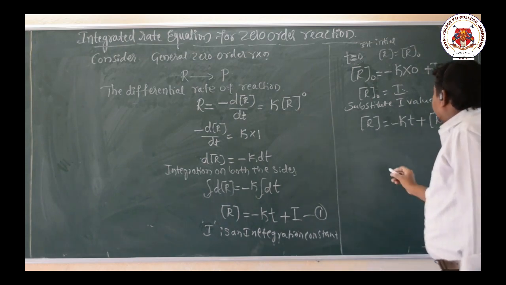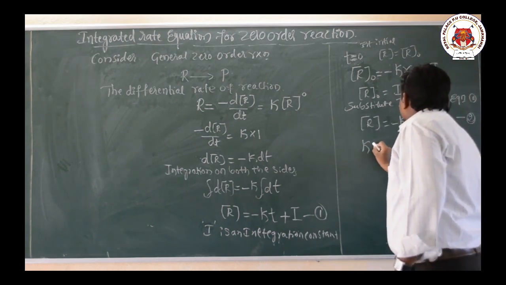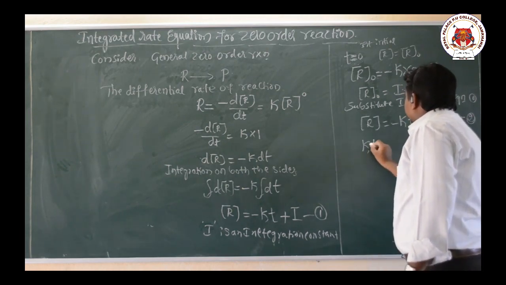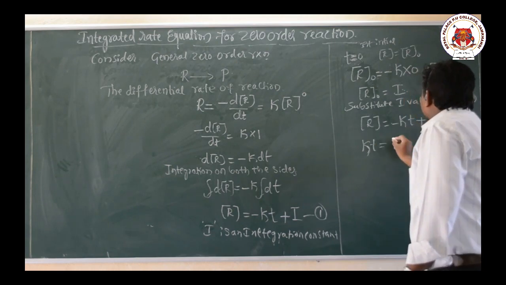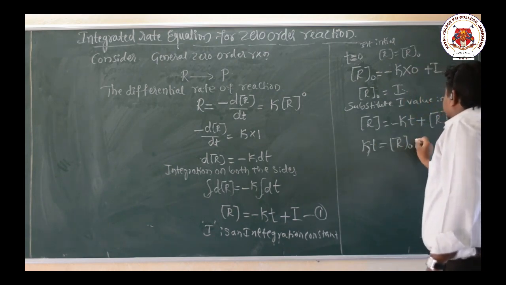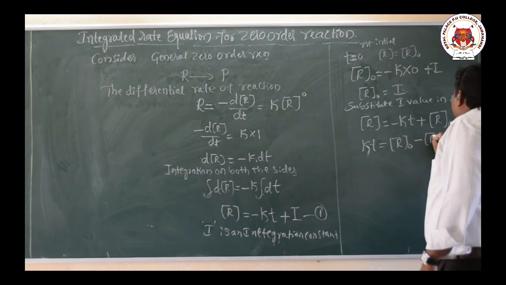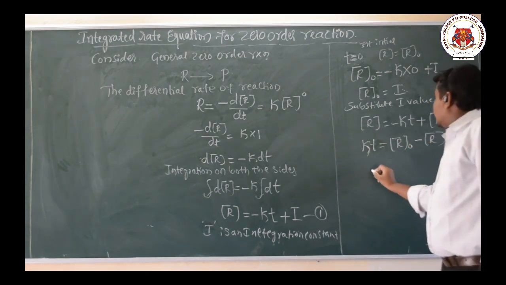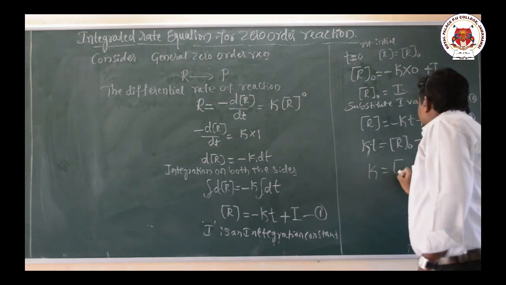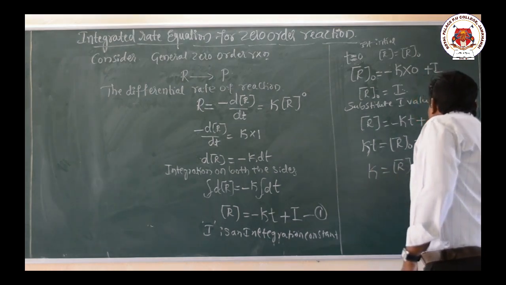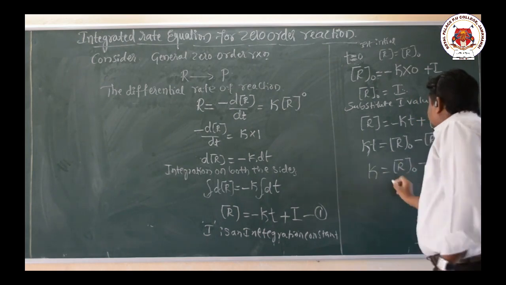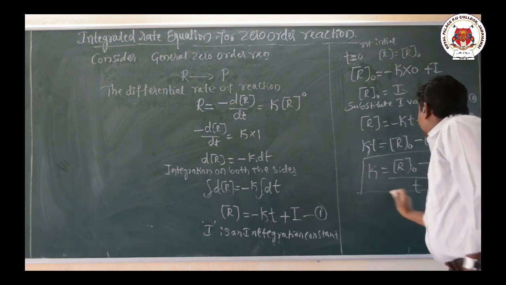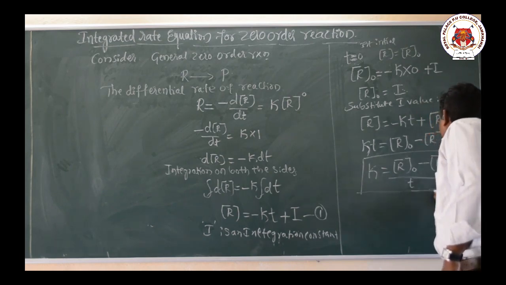Now here, this minus k will shift to the other side. I will write kt equal to R naught minus R, so this R comes to this side. Kt equal to R naught minus R. Then k equals R naught minus R divided by t. So this is the integrated rate equation for the zero order reaction.